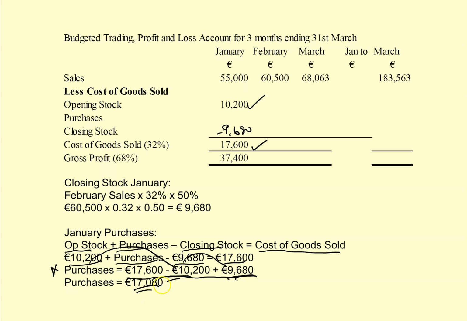So that figure, 17,080, I'm going to put in there. And that's my projected or budgeted purchase figure for January. Now if we check that out, that actually works. 10,200 plus 17,080 minus 9,680 does in fact equal 17,600. And of course, 55,000 minus 17,600 gives us 37,400, the gross profit.